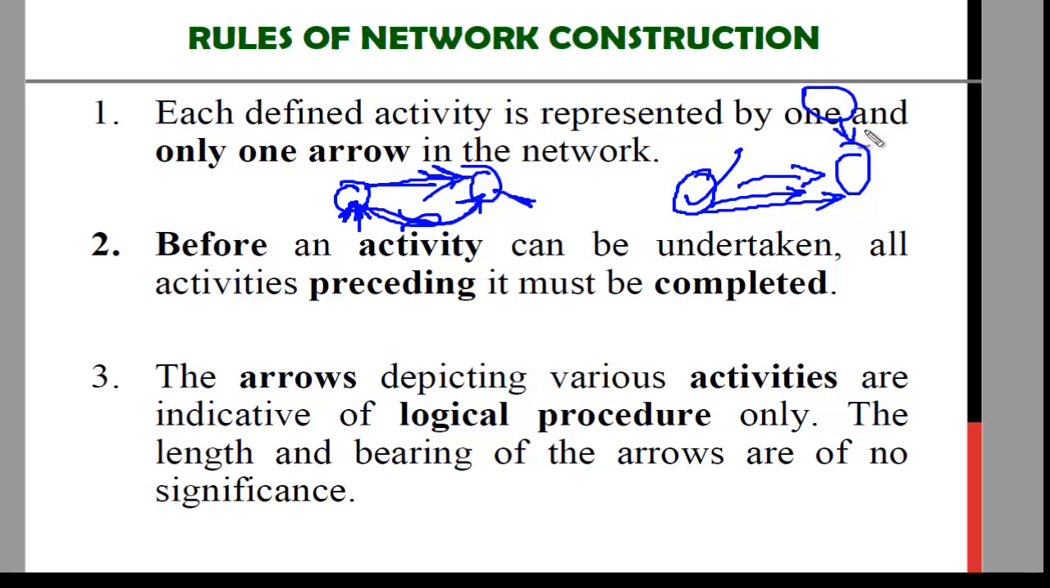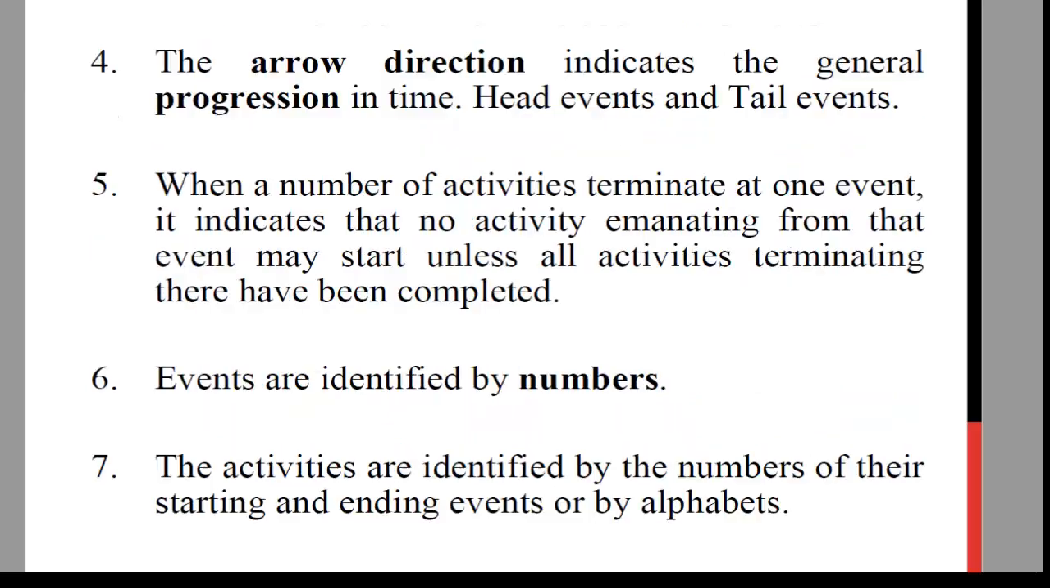The cost and time will be written there with the arrow. The arrow itself is an activity, okay? And these nodes are the beginning and the end of the activity. So there are other rules also here, like the arrow direction. If the arrow is from this to this, that means this is the preceding and this is the next. It's quite simple, right?